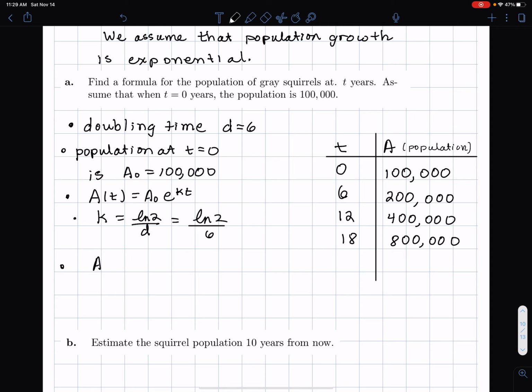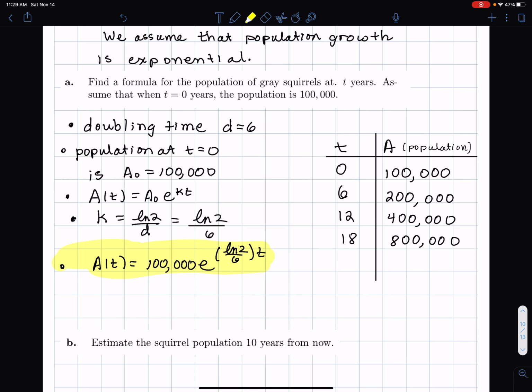Now, putting this all together, A of t is A0, which is 100,000, times e to the kt, where k is ln 2 over 6, times t. Bullets are sort of dangerous because sometimes they might look like a math symbol, like multiplication. So that's our answer to the first one. We have a nice little formula.